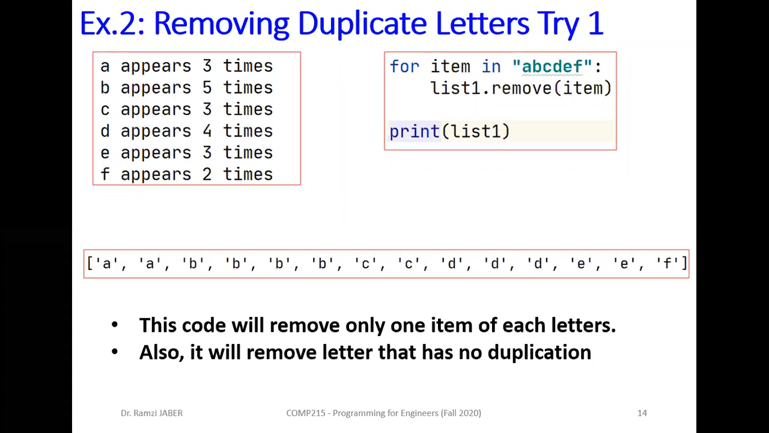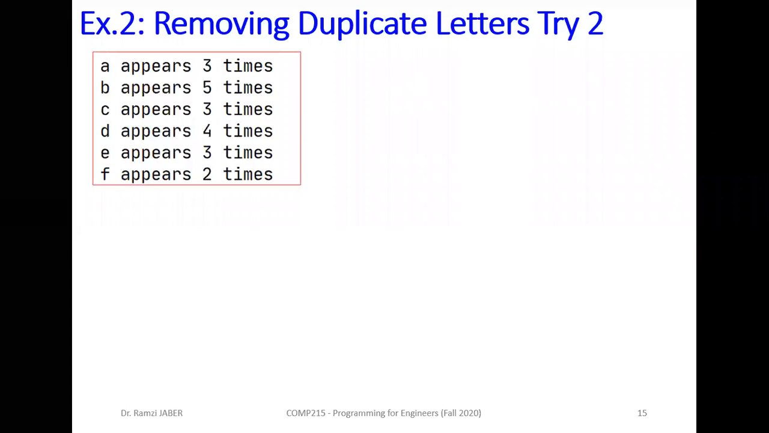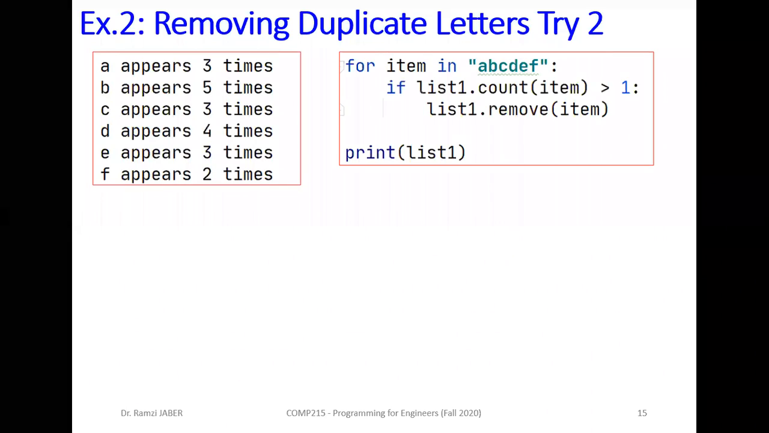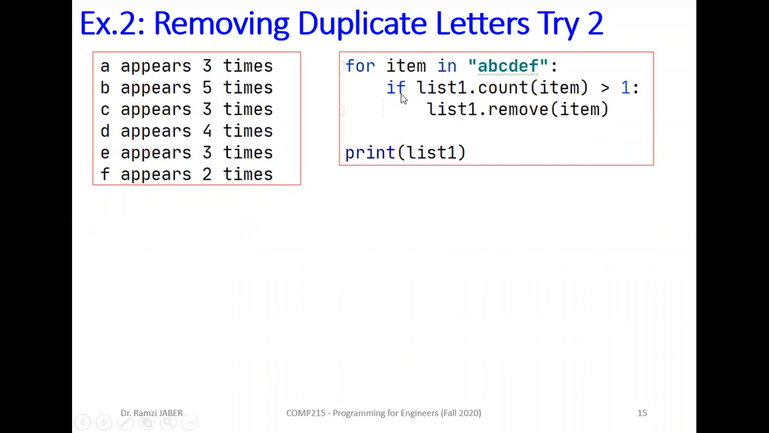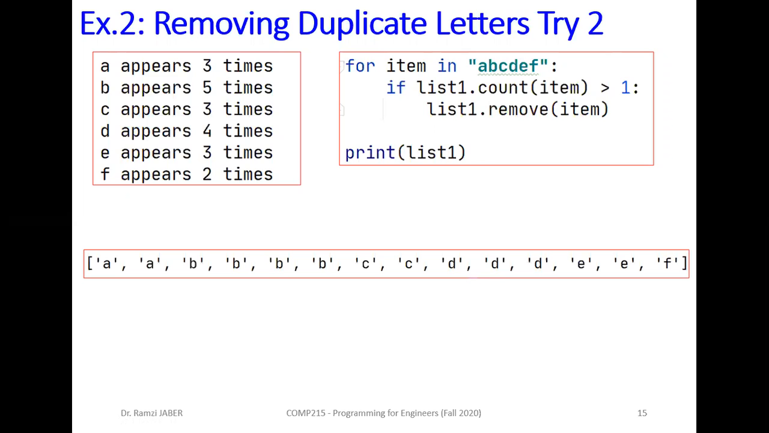Yalla, we're getting close to the solution. We put for item in ABCDF, if list1.count item bigger than 1, so we have replication here. list1.remove item. This works. No syntax error, but still... this one, the one that had more than twice, now goes only once. Bravo.